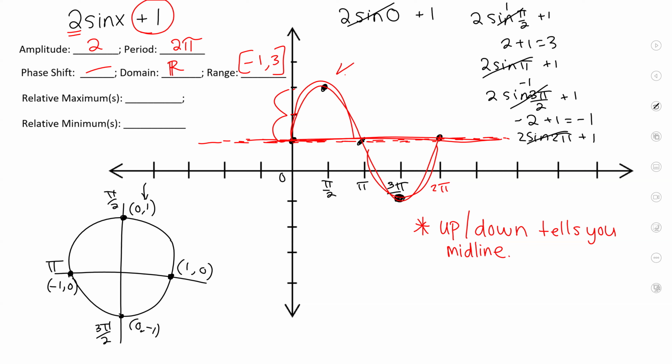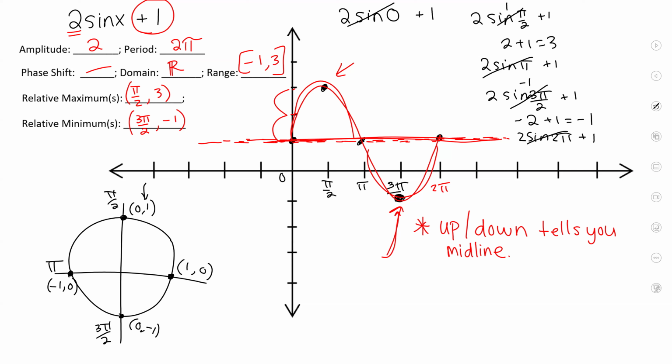Here's a maximum, and here's your minimum. Your relative maximum is at pi/2 and 3. And your relative minimum is down here at 3 pi/2 and -1. Those are your relative maximums and minimums. Is the range always going to be in brackets? Yes. Okay. Good question. Your range will always be in brackets. There's no asymptotes here.